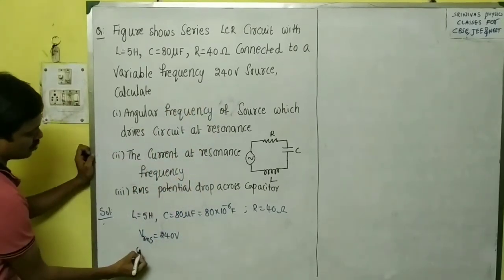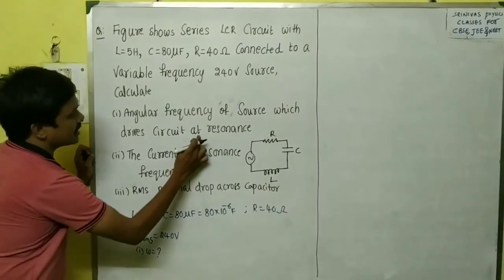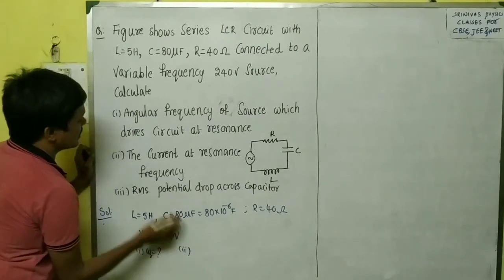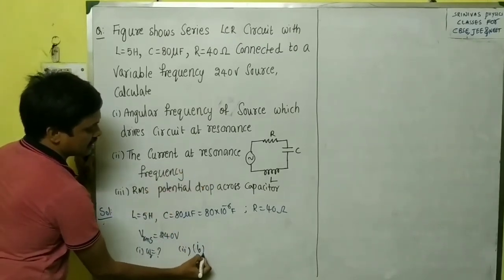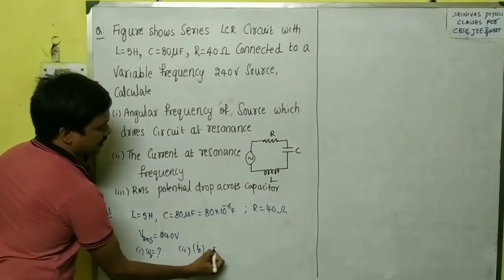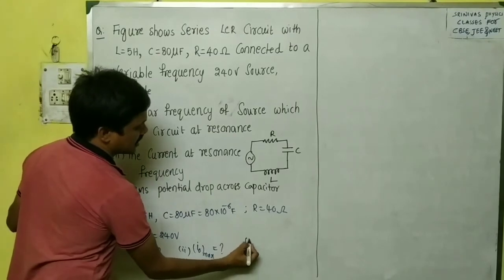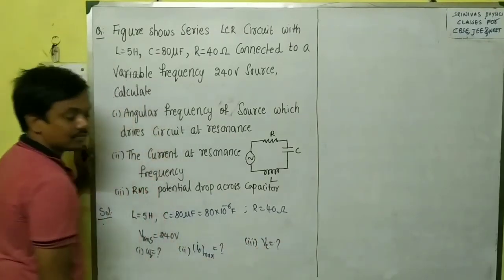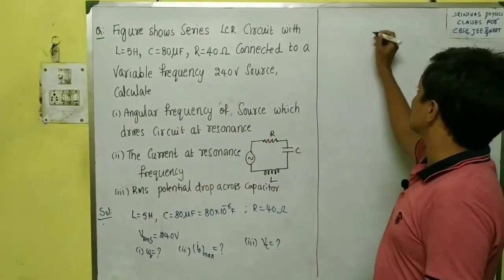First they are asking to find the angular frequency omega at resonance, omega r. The second question is the current at resonance. The third question is the RMS potential across the capacitance. These are the questions. Let us see here, this is the LCR series circuit.